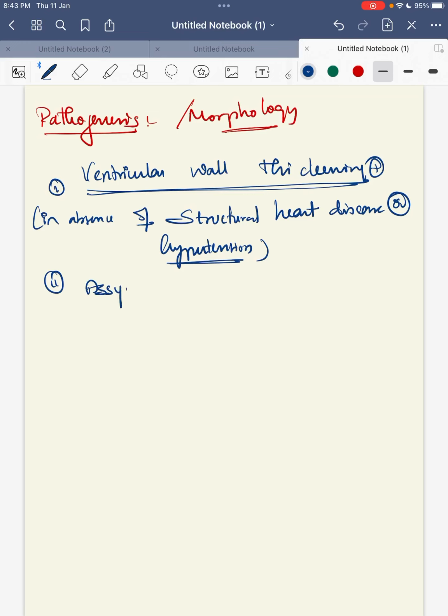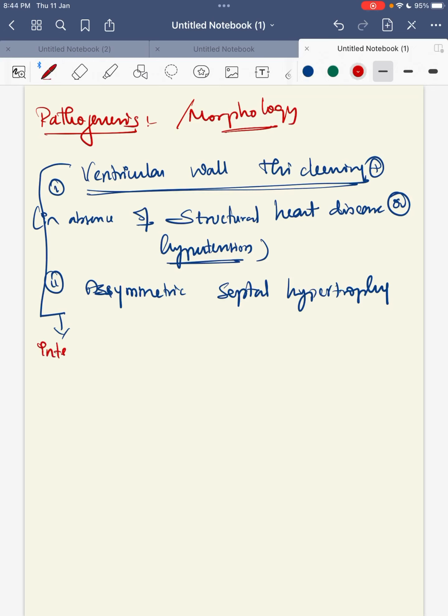Plus, next, the patient can have asymmetric septal hypertrophy. Okay, these are the two main findings in morphology as the name suggests. So ventricular wall thickening and asymmetric septal hypertrophy, due to which the internal chamber diameter will be reduced. So the internal chamber diameter is reduced. Fine.